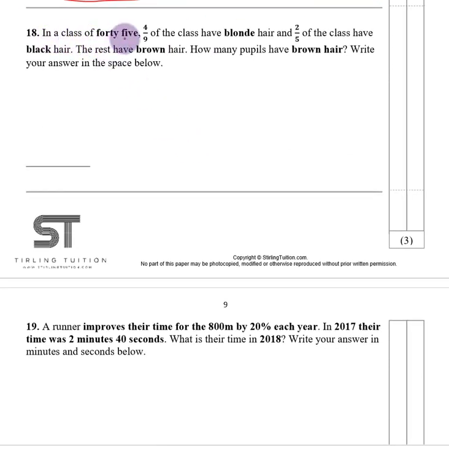18. In a class of 45, 4/9 of the class have blonde hair, 2/5 of the class have black hair and the rest have brown hair. How many of the pupils have brown hair? So we need to do a bit here. We've got 45. So we need to do 4/9 of 45. And that'll tell us how many blonde people there are. So blonde is 4/9 of 45. So just divide by the bottom, times by the top. 9 into 45 goes 5. Times by 4 is 20. So we've got blonde people, there's 20.